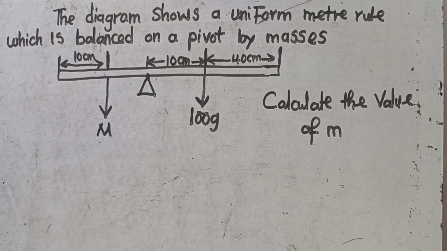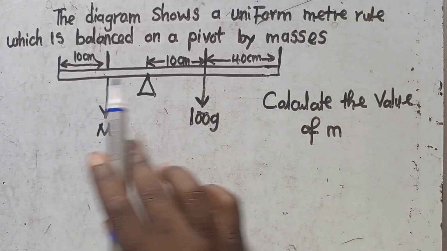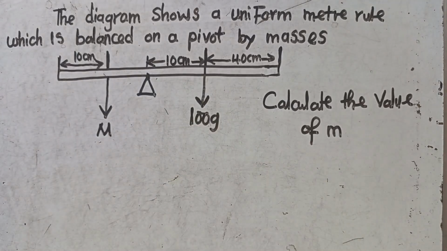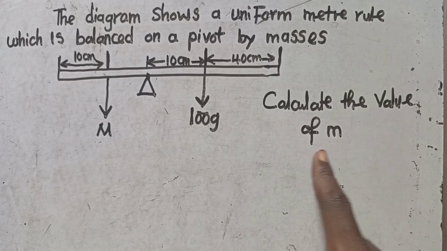That we've covered so far. So this is a particular question that is here. The diagram below shows a uniform meter rule which is balanced on a pivot by masses. You are given this wonderful question. How can you calculate the value of M?